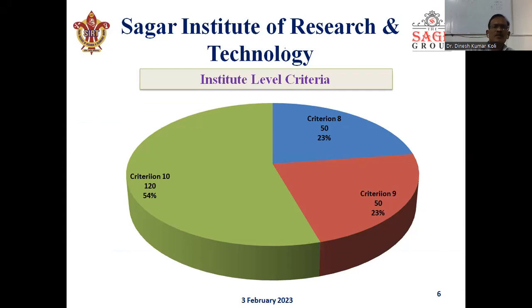Here, this is also the graphical form of the criteria. So we can see more than half of the 220 marks is covered by criteria 10. Criteria 8 and criteria 9 cover 23%, but 54% of the 220 is for criteria 10, the institutional criteria only. So how the facilities, institutional support, different systems, different policies and procedures should be maintained by the institute is very, very important because it covers a larger part.